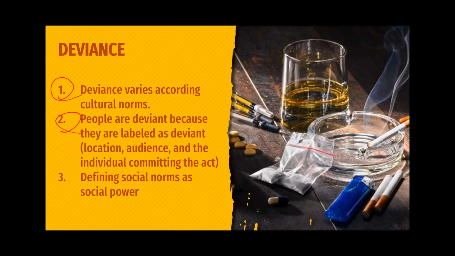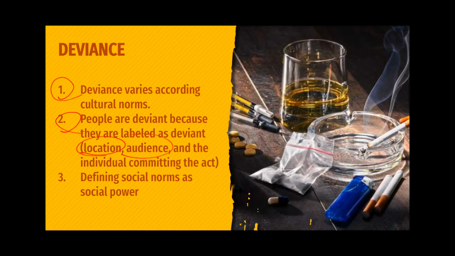Next, people are deviant because they are labeled as deviant. So it's based really on how society sees the act or the behavior or the thing that basically makes it normal or not normal, or deviant or not deviant. And again, the basis for labeling something deviant differs from location to location. So for example, if we go back to the examples on bikini in the beach and bikini at school, we know that in one location it's deviant and in the other it's not.